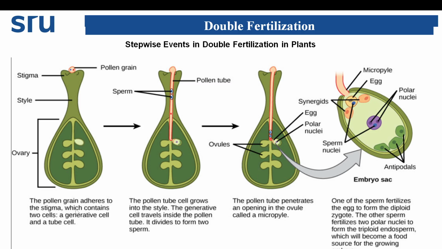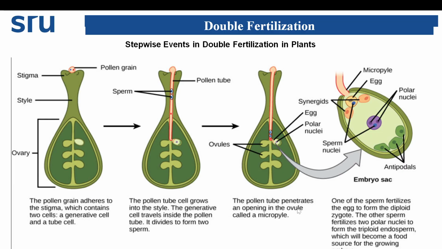See the first, the pollen grain adheres to the stigma, which contains two cells: one is a generative cell and one is a tube cell. The pollen tube cell grows into the style, just as you can see the pollen tube grows into the style. The generative cell travels inside the pollen tube and divides to form two sperm nuclei.